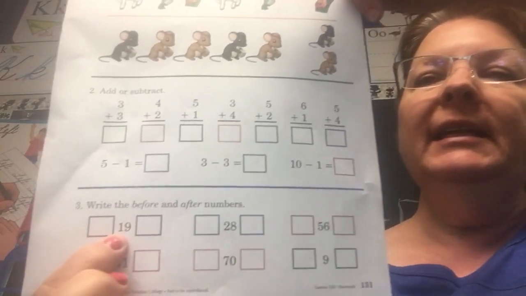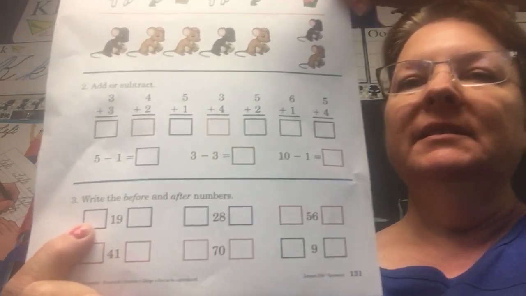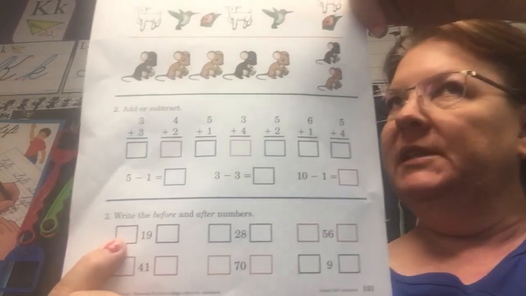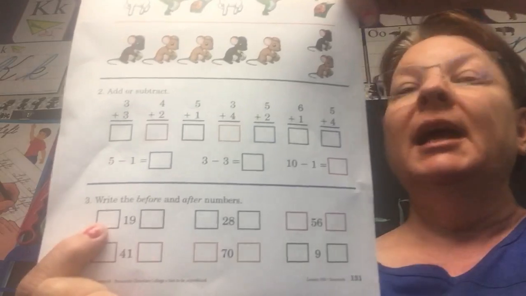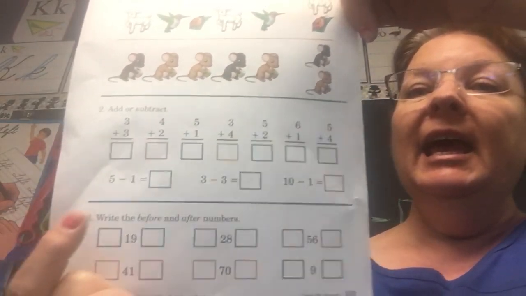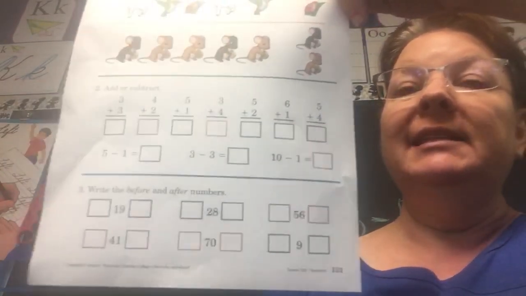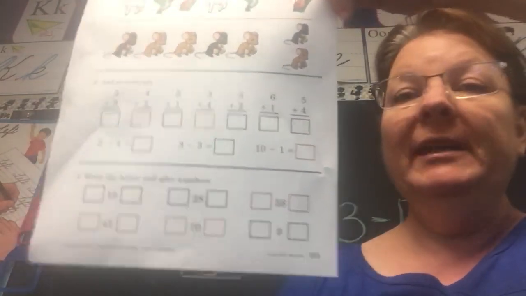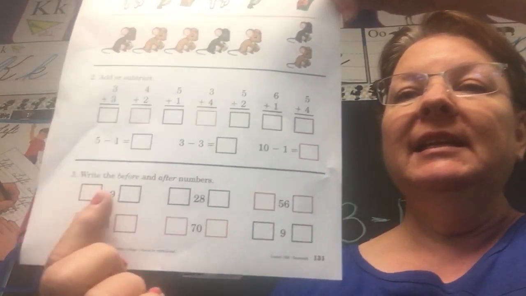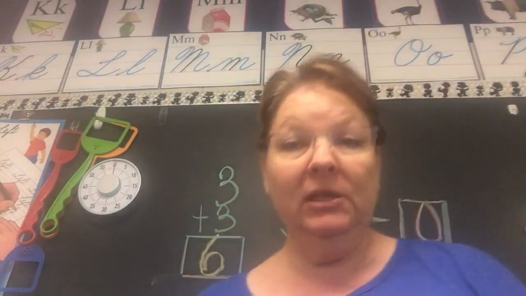So before I can count number 19, I have to count what number? No, not 14. Right, 18. 18 comes before 19. 18, 19, and then what comes after 19? Right, 20. 18, 19, 20. And 20 is the daddy of what family? You're exactly right, the 20 family.